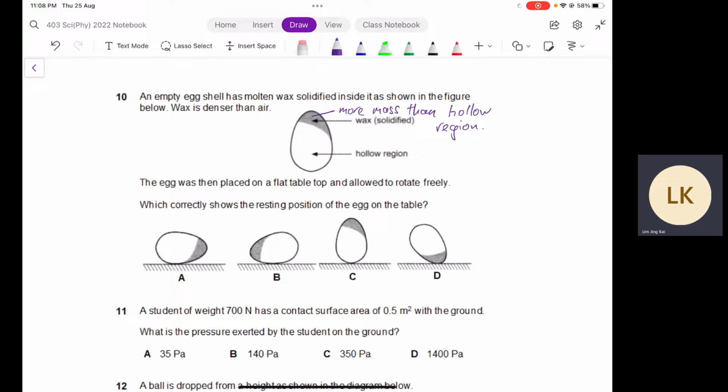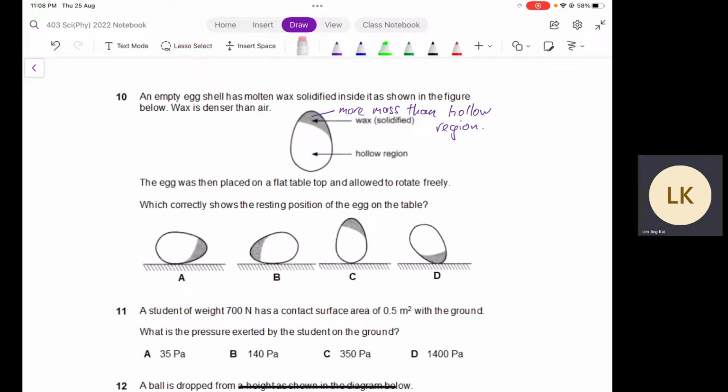Okay, so this actually will create a shift of the center of gravity. So the other time we talked about this before, the center of gravity, if it's here originally, it will then be forced to move closer to the wax itself because the wax is the heavier of the two things.